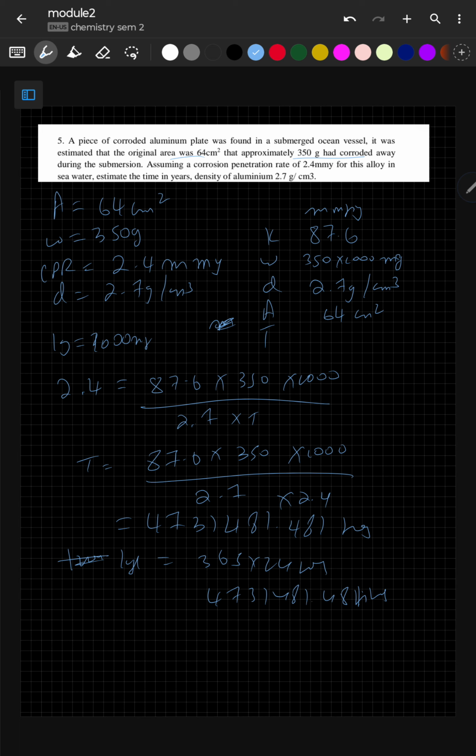So we'll just check if what I've done is correct. Just give me a minute. 87.6 into 350 into 1000 by 2.7 into 64. Oh, I have missed that 64. That's what.